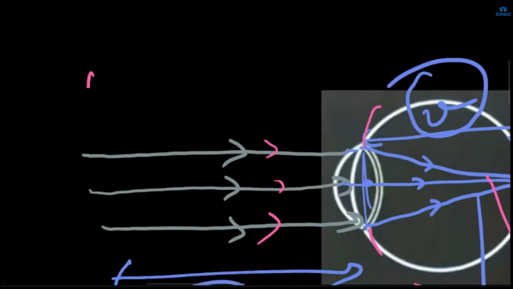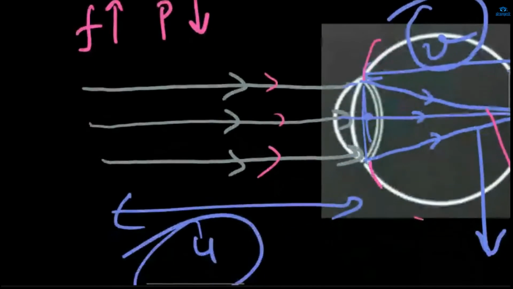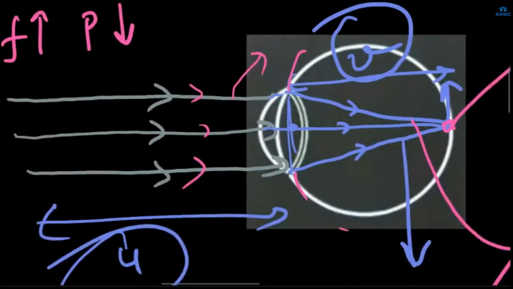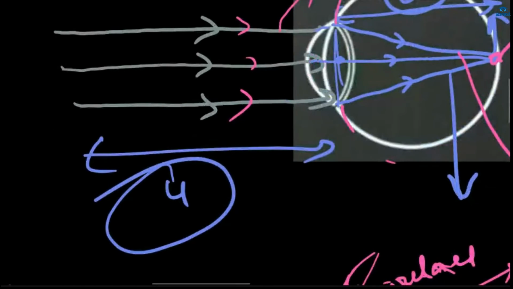The focal length will be large, which means the power will be small. With the small power, it can converge the light that is coming from far, the parallel beam of light coming towards it. It can easily converge it to a point on the retina. This is called power of accommodation, the adjustment of the focal length of the eye lens. The focal length of the eye lens gets adjusted according to the object kept at different places. Got it?